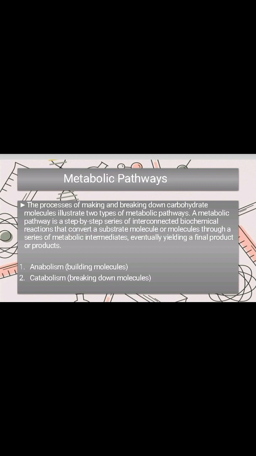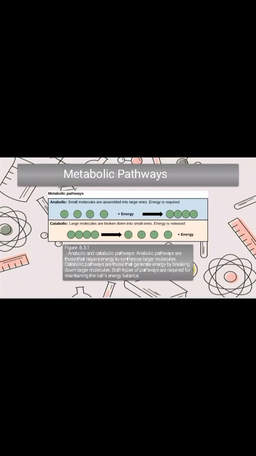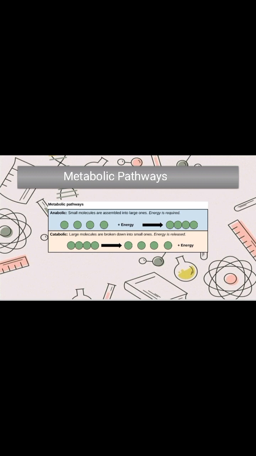Metabolic pathway is the process of making and breaking down carbohydrate molecules. A metabolic pathway is a step-by-step series of interconnected biochemical reactions that convert a substrate molecule or molecules through a series of metabolic intermediates, eventually yielding a final product or products. There are two types: first is anabolism, the building of molecules, and second is catabolism, the breaking down of molecules. These are the figures of metabolic pathways of anabolic and catabolic, where in anabolic, small molecules are assembled into large ones, and in catabolic, large molecules are broken into small ones. Following is a presentation of metabolic pathways.